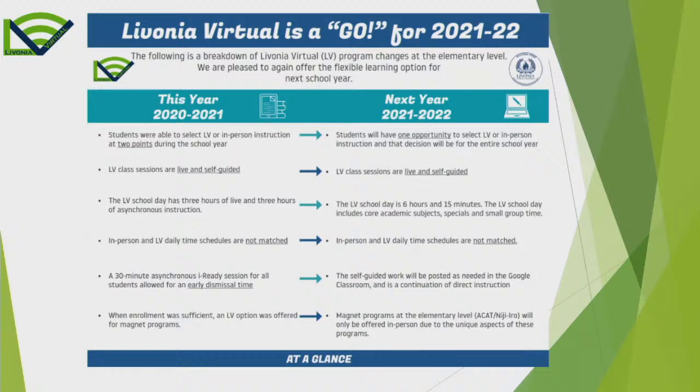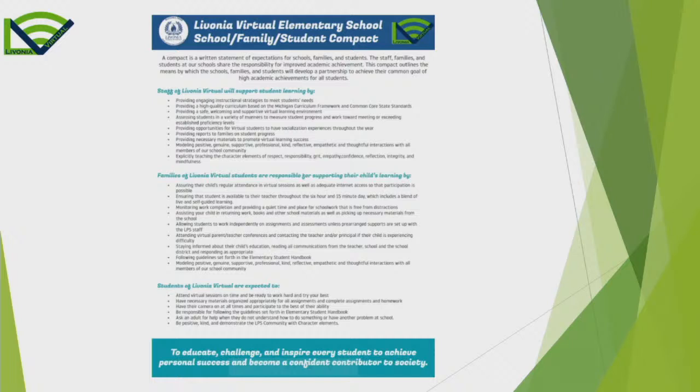Now, if we look at the next page, another way we're going to make sure that we really help families understand the obligations and responsibilities of Livonia Virtual is through a compact. Folks in our Title I buildings have been using a compact for many years. And a compact, as it says up front, is a written statement of expectation for schools, families, and students. The staff, families, and students at our schools share the responsibility for improved academic achievement. This compact outlines the means by which the schools, families, and students will develop a partnership to achieve the common goal of high academic achievement for all students.